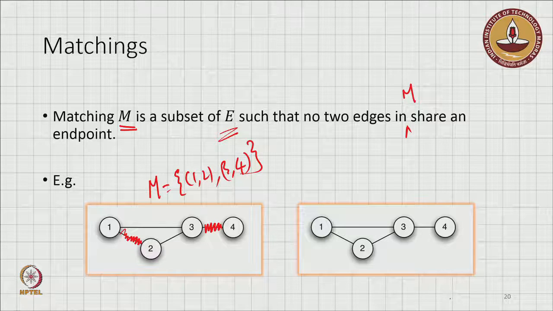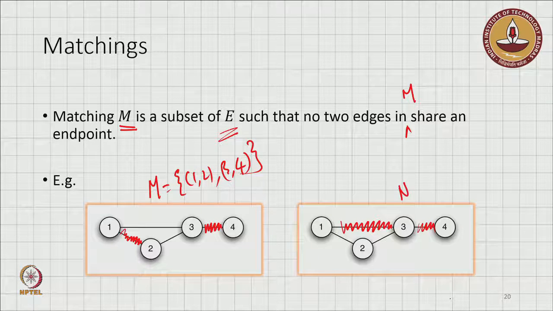Let's look at another example, this one. This is another matching, but if you were to try and add one more edge, then it's no longer a matching. So this is not a matching.